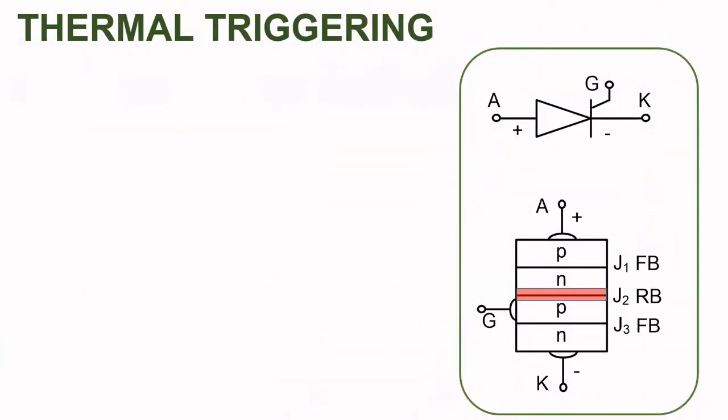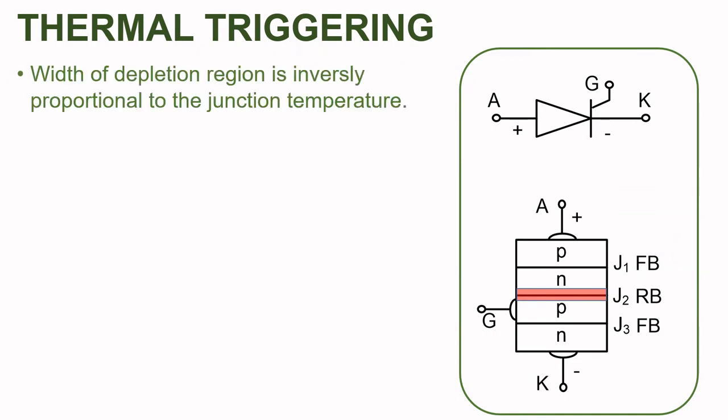Thermal triggering. Width of the depletion region is inversely proportional to the junction temperature. If the temperature of junction J2 is increased, then the width of depletion region will be reduced. This can be seen from the animation.